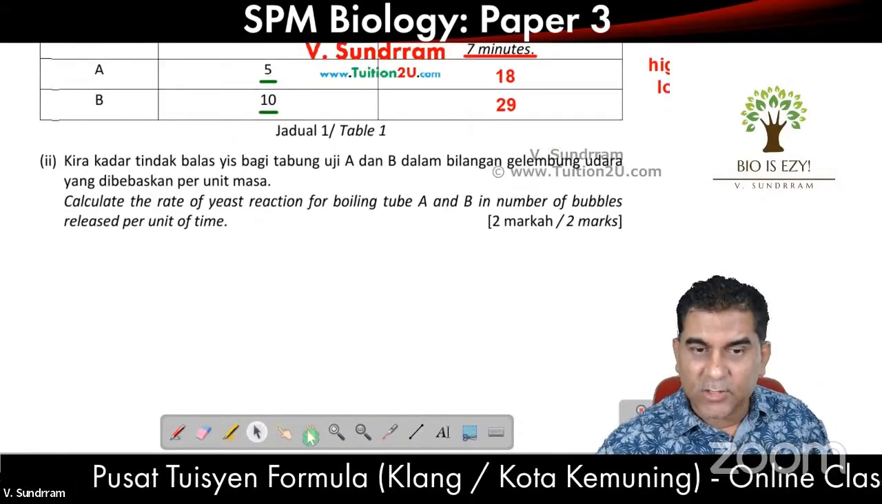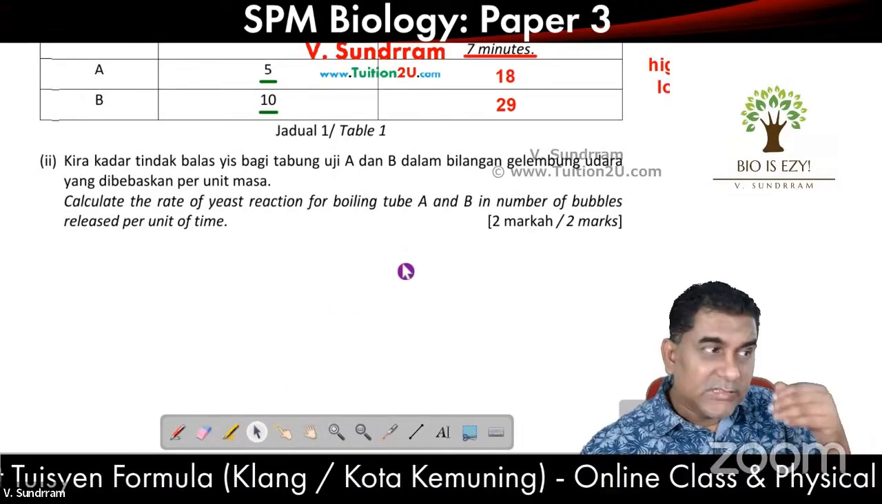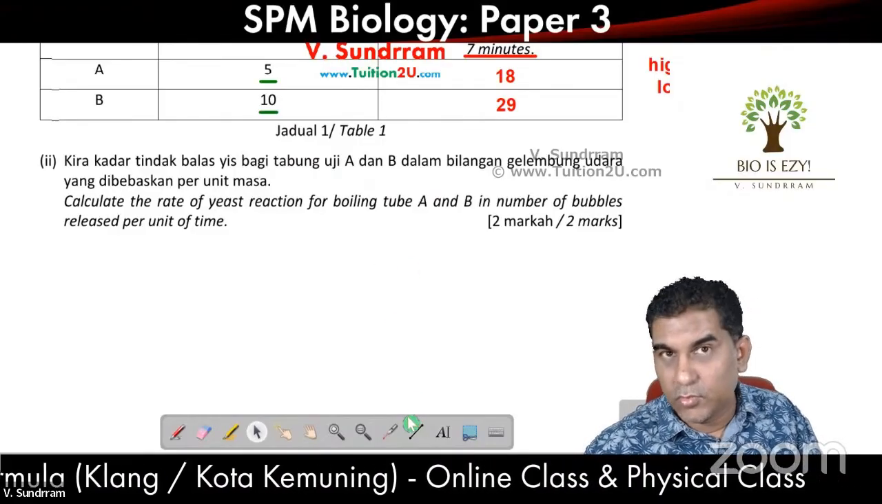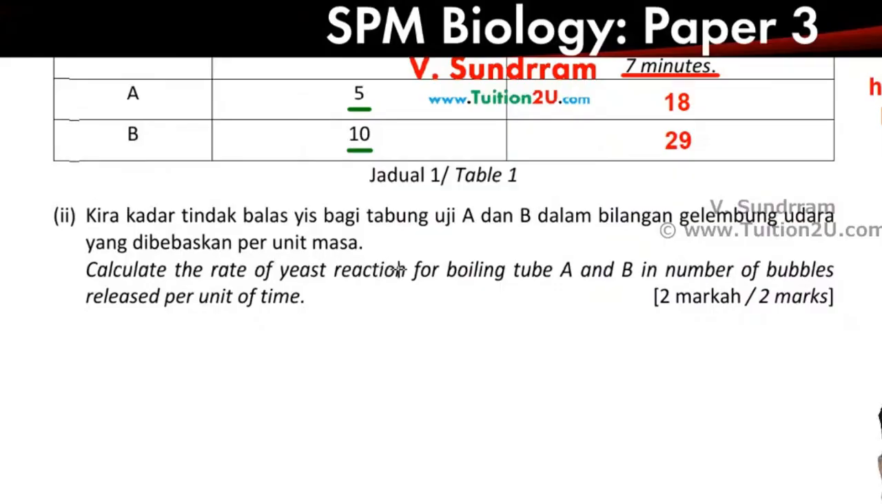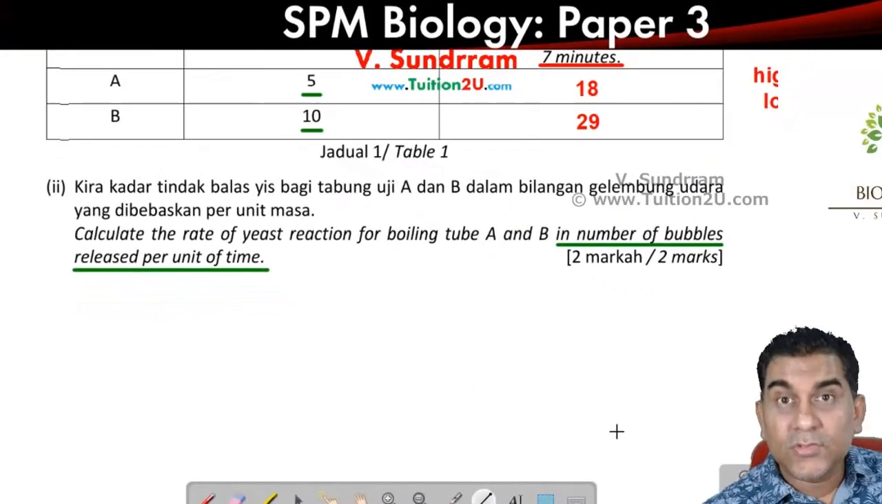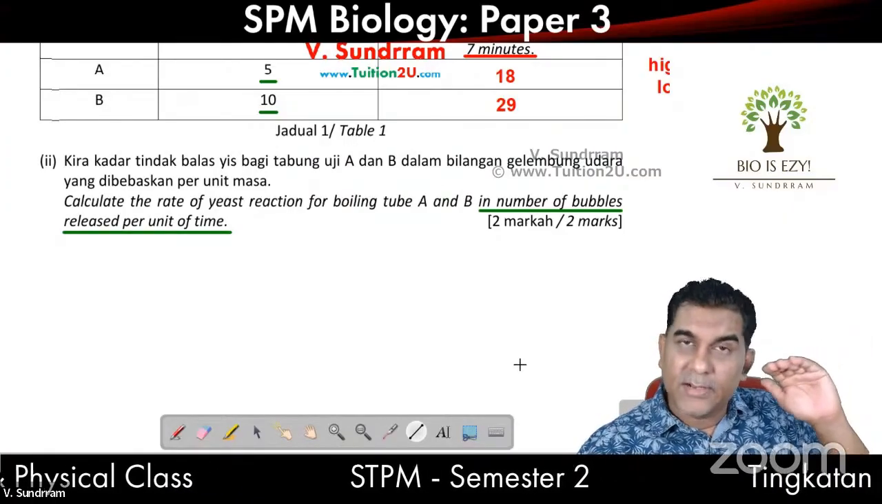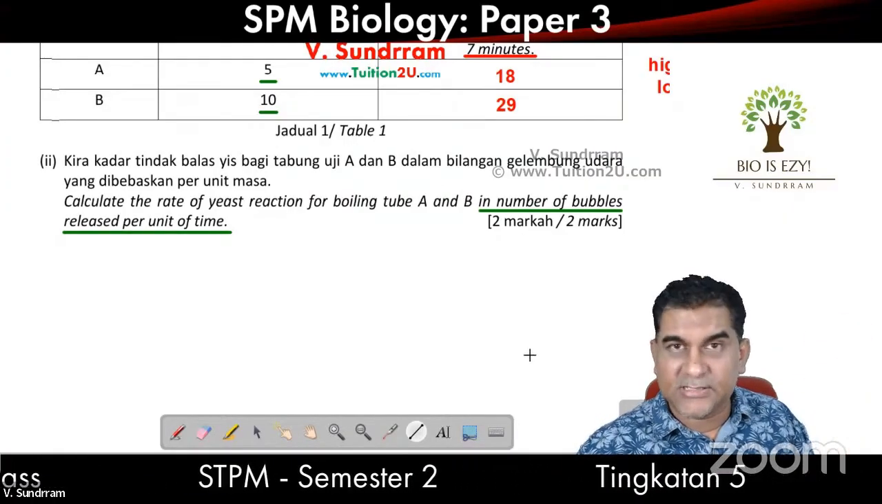So basically what you do is, and now the formula is not given. Sometimes they don't give the formula, but they give you a clue. The clue given in the question is calculate the rate of yeast reaction for boiling tube A and B in number of bubbles released per unit of time. So that tells us the rate of reaction is number of bubbles released divided by the time taken. The time taken is 7 minutes.